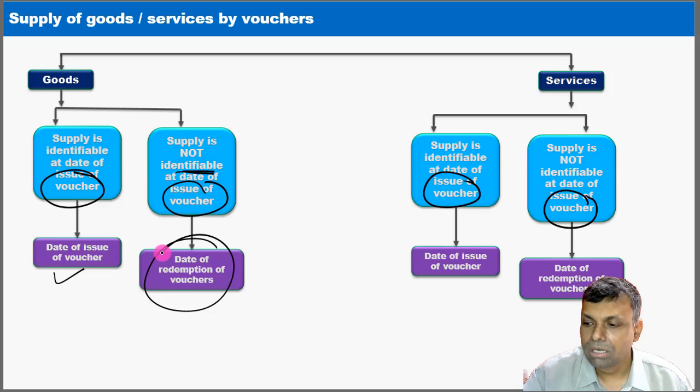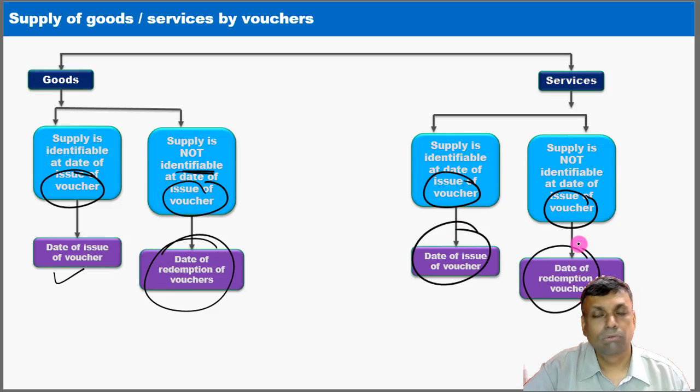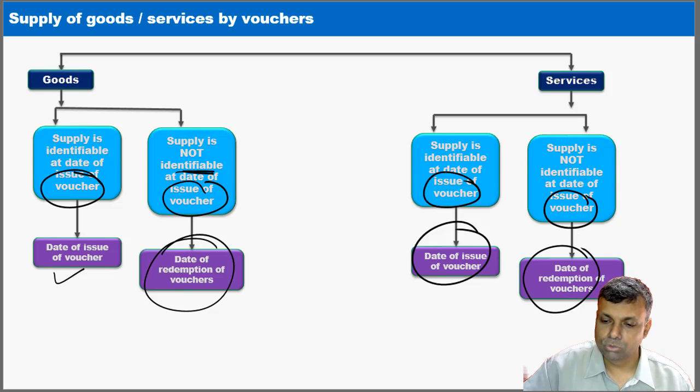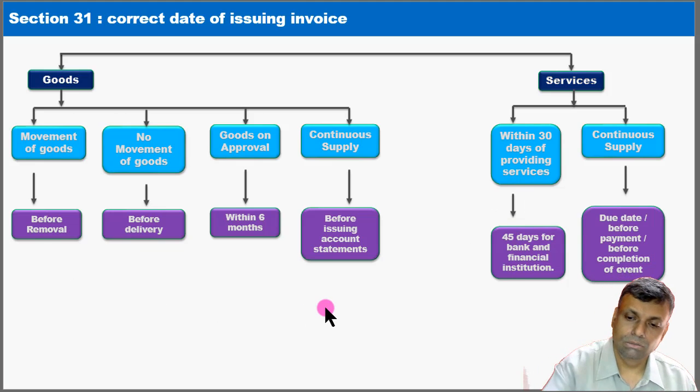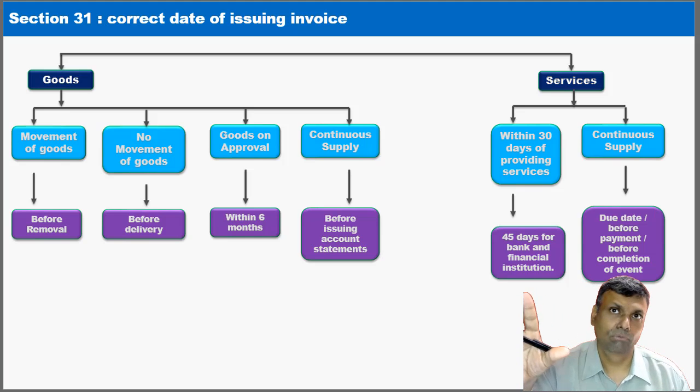A similar concept is applicable in relation to services also: the date of the voucher or the date of the redemption of the voucher, where any such supply has been effected via voucher transactions, because this is also a very, very popular kind of transaction in real life situations. The next thing to be kept in mind under this provision is section 31. What is the correct date of issue of invoices? Because everywhere the invoice date is the relevant date.